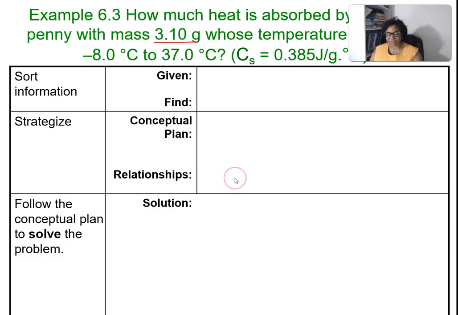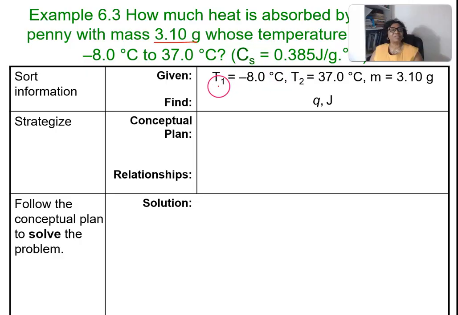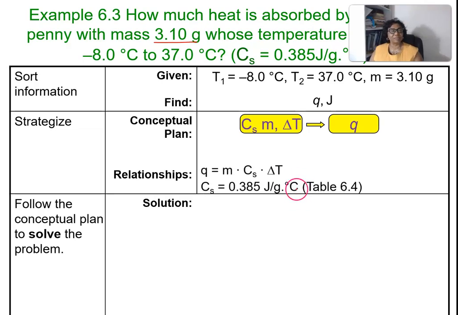So let's see what is given to us. T1 is minus 8 degrees Celsius. T2 is 37.0 degrees Celsius. M is 3.1 grams. We want Q in joules. So that's our plan, and this is the equation that we're going to use.